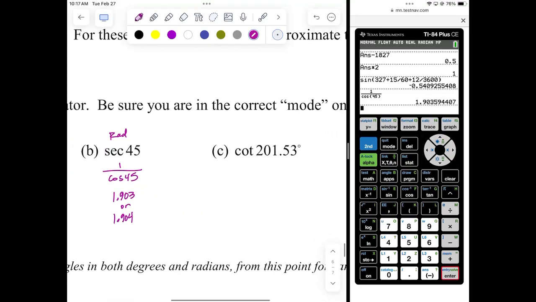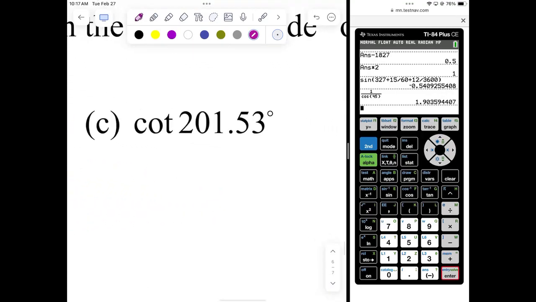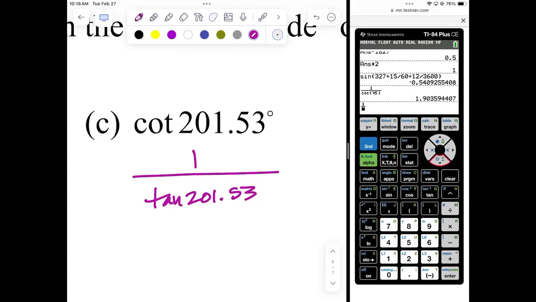All right. How do we type in cotangent if there's no cotangent button? It's the reciprocal of which one? Tangent. So let's write that out. It's 1 over tangent of 201.53. Not the inverse tangent. We don't hit second tangent. It's 1 over tangent. So alpha x, 1 over tangent of 201.53.